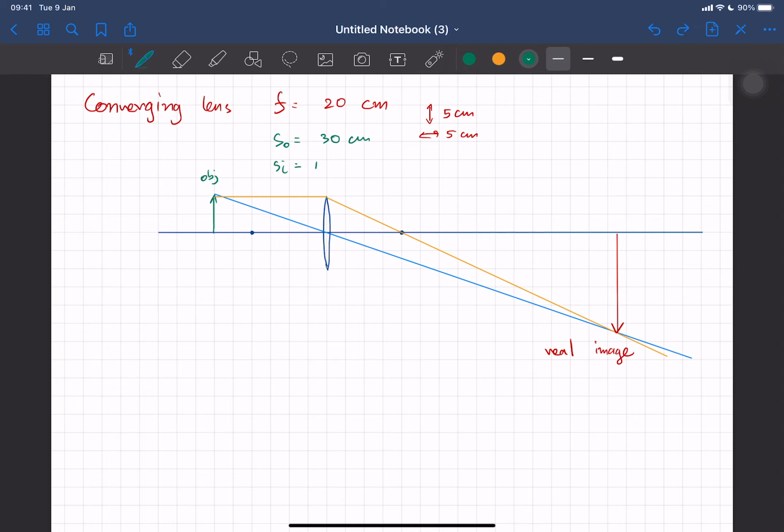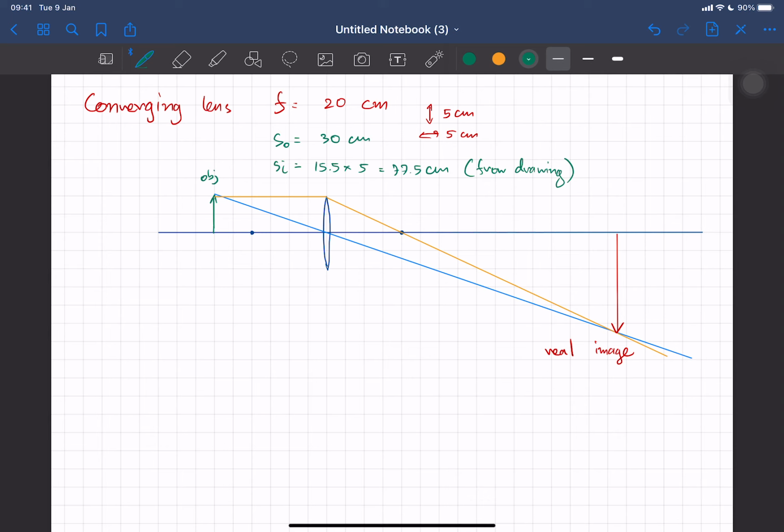And each grid is 5 centimeters. So let's multiply by 5, and you get about 77.5 centimeters. Okay, this is from drawing. So drawing is good enough to give you a rough picture of the whole thing, where the image is going to be.